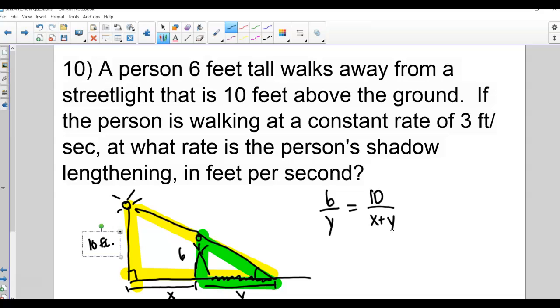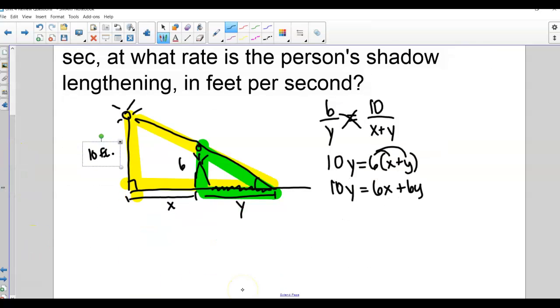Eventually we want to take a derivative of this, but it's going to be much easier if we simplify this first. If we cross multiply, we would have 10y equals 6 times x plus y, which we could distribute. So 10y would equal 6x plus 6y. Then we could combine those y's by subtracting 6y from both sides. 4y equals 6x.